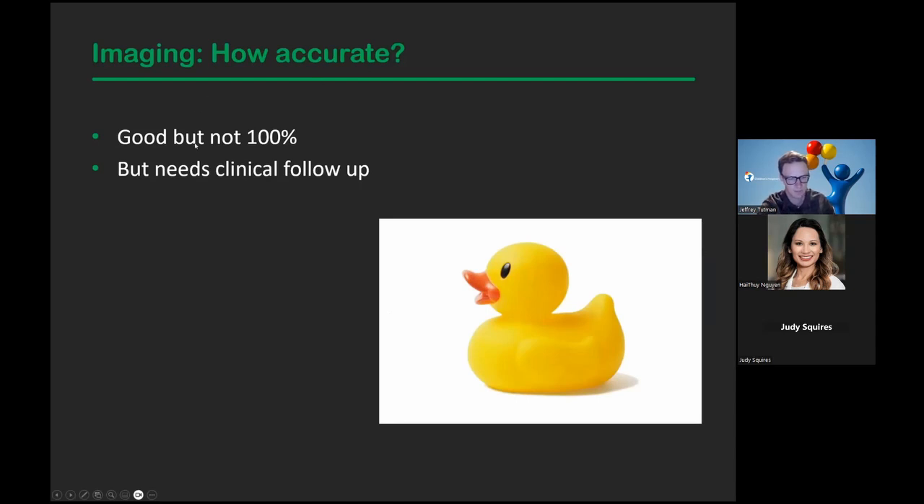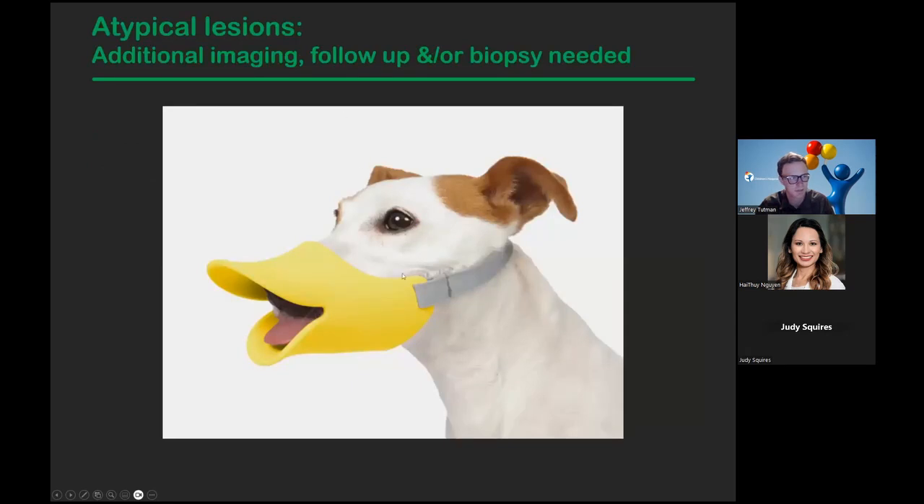Well, imaging is never 100%, as we know. I always say it's like going to Vegas. We're going with the statistics. It acts like a duck, it walks like a duck, it quacks like a duck. It's probably a duck, but they need clinical follow-up. Make sure they keep acting like a duck so that we don't miss something that's atypical. And so you really have to have the imaging and the clinical together to get your answer.